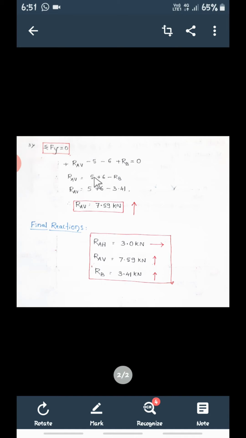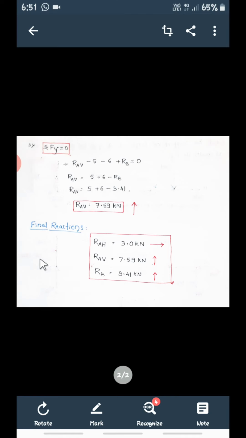So RAV is equal to 5 plus 6 minus RB. RB we have already calculated as 3.41. Therefore reaction RAV is equal to 7.59 kilonewton. Plus value means whatever direction we assumed in the free body diagram is correct. So the final reactions: at A, RAH is 3 kilonewton horizontal, RAV is 7.59 kilonewton vertical, and reaction RB at B is 3.41 kilonewton upward. These are the final reactions.